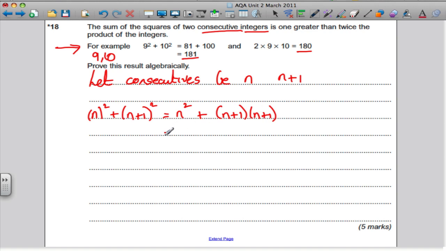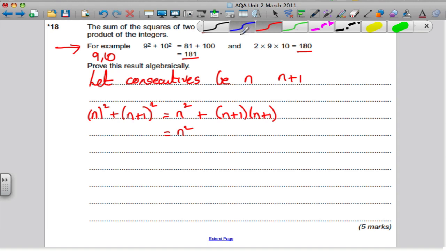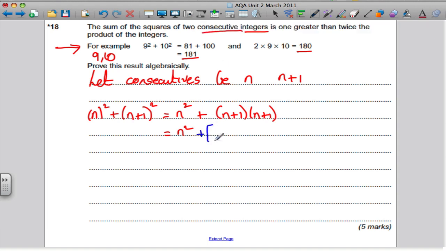n times n is n squared. So over here, if I times this out, I'll do it in a different pen to show I'm timesing this out. n times n is n squared, n times 1 is n, 1 times n is n, and 1 times 1 is 1. So tidying that all up, n squared plus n squared is 2n squared, and we've got a plus n plus n is plus 2n, and we've got a plus 1, so it just gives us the following. Okay, that's what you get when you square the integers and you add.